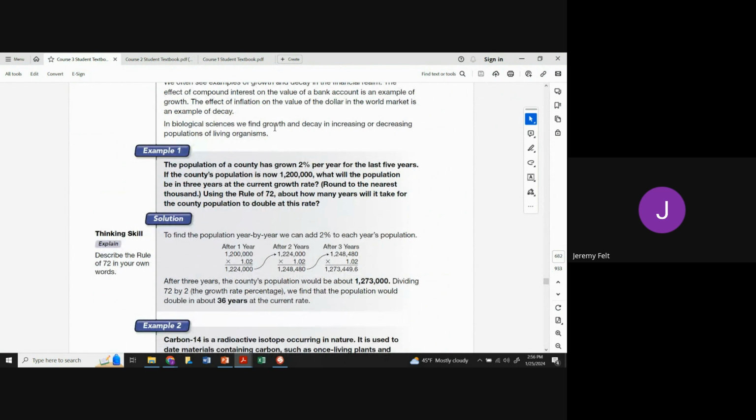So example 1, the population of a county has grown 2%. So we're growing. We're up by 2% per year for the last 5 years. If the county's population is now 1.2 million, what will the population be in 3 years at the current growth rate, rounded to the nearest thousand? Okay, so how we're going to set this up.